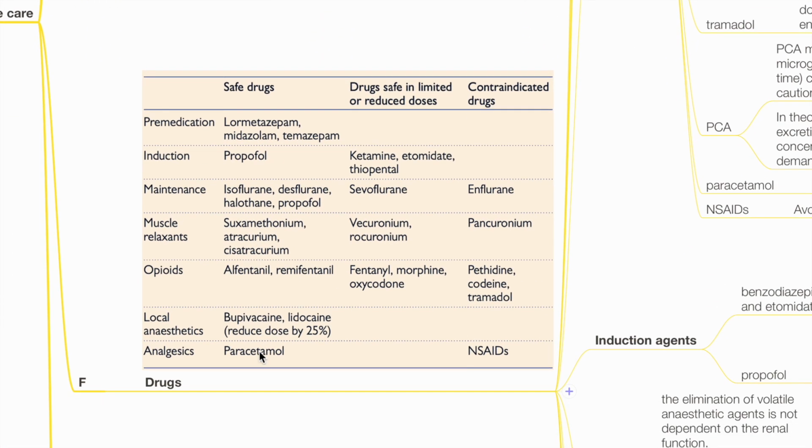Safe drugs in CKD include midazolam, temazepam, lormetazepam, propofol, isoflurane, desflurane, halothane, suxamethonium if serum potassium is not high, atracurium, cisatracurium, alfentanil, remifentanil, bupivacaine, lidocaine, and paracetamol. Drugs safe in limited or reduced doses include ketamine, etomidate, thiopental, sevoflurane, vecuronium and rocuronium, fentanyl, morphine, and oxycodone. Contraindicated drugs include enflurane, pancuronium, pethidine, codeine, tramadol, and NSAIDs.